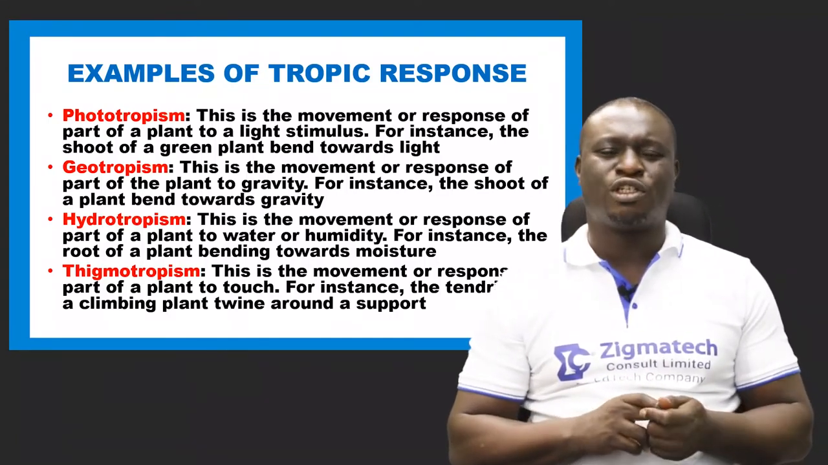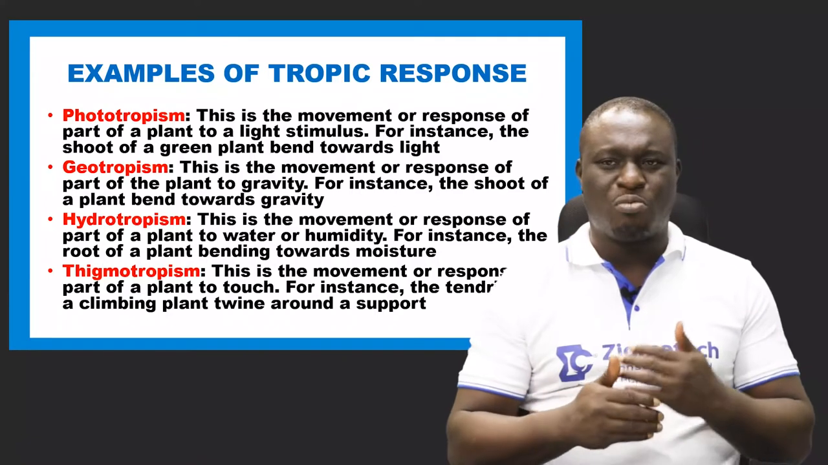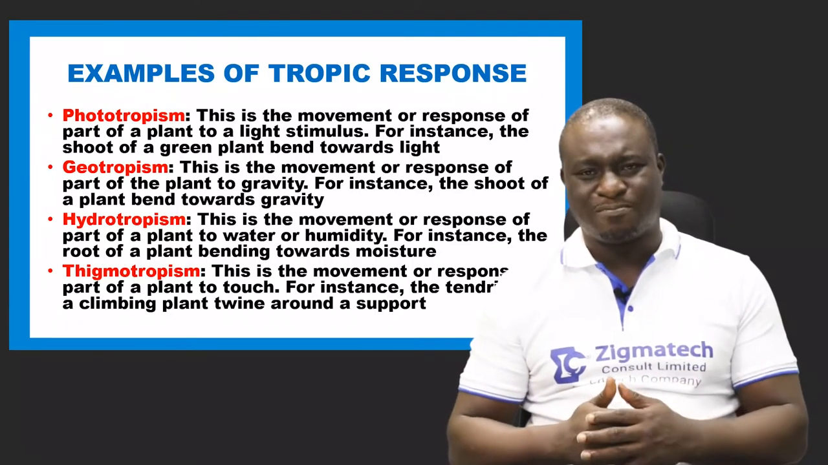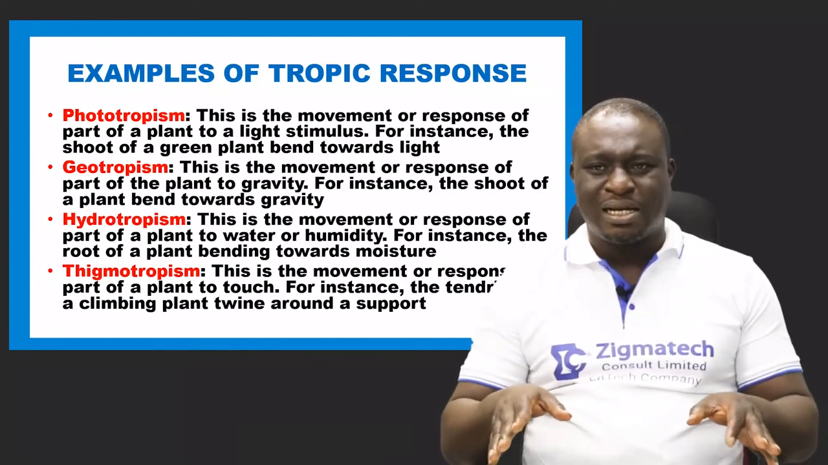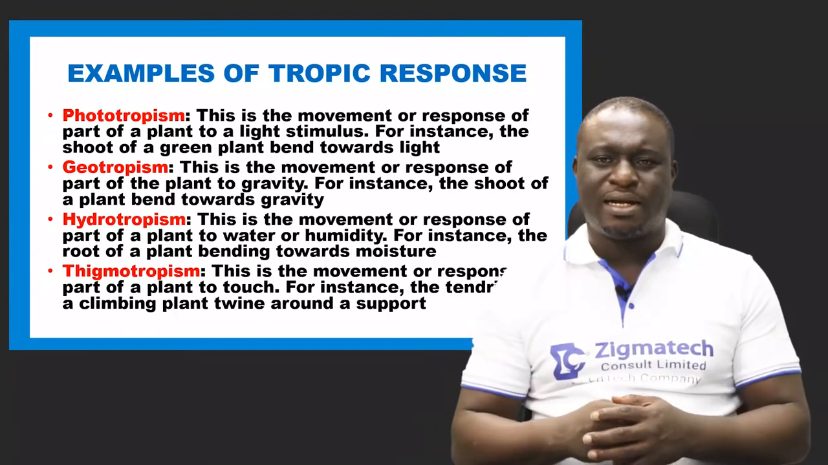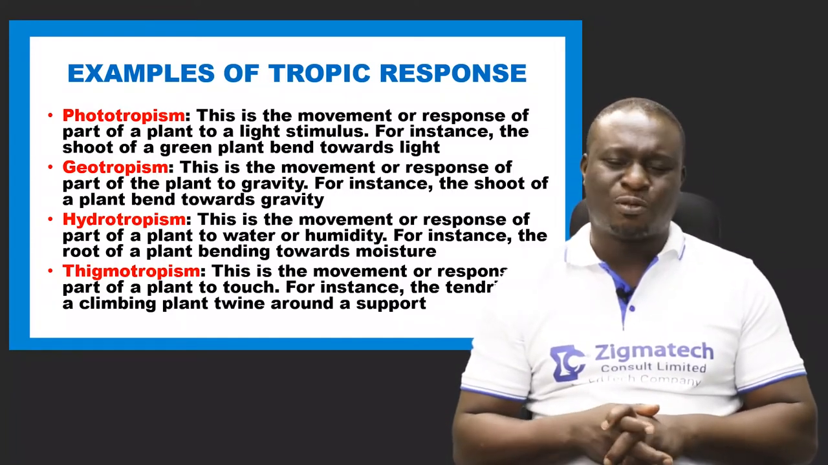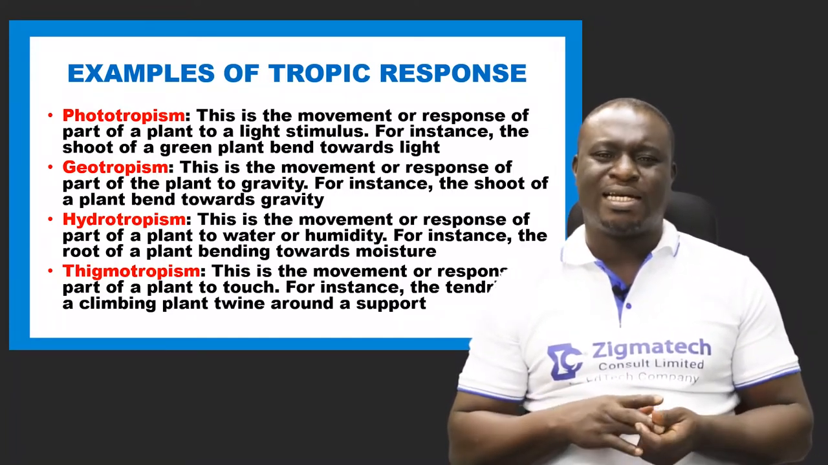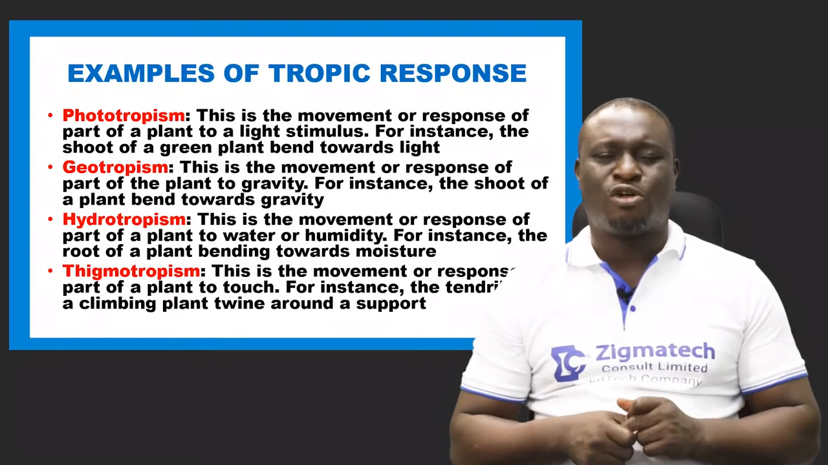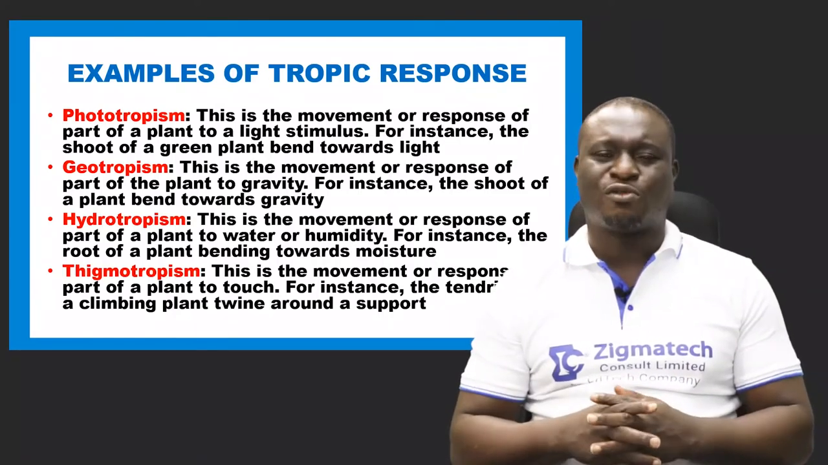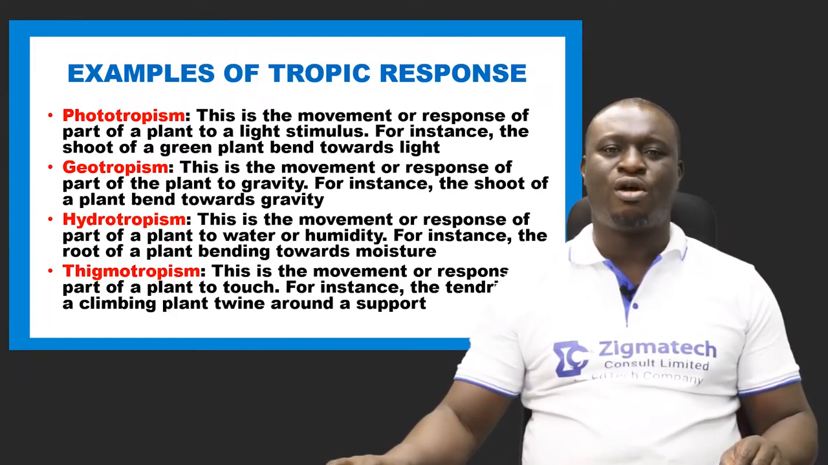We have another example which is called geotropism. Geotropism is a response or movement in response to gravity. For instance, the shoot of a plant bends towards what? Gravity. And then we also have hydrotropism. Hydro talks about water, so it has to do with the response to water or humidity. And then we have thigmotropism. Thigmotropism is the response of part of a plant to touch. These are some of the examples of tropic response.